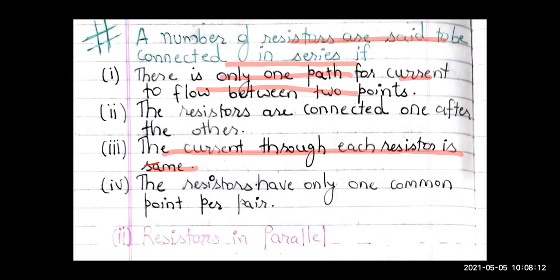Okay, current is the same, but what is different then? The different thing is the potential difference. The potential difference will be different, right? And all the resistors are connected one after another, or you can write the words end to end. All resistors have only one common point per pair. Between any two resistors, there is one common point, right? This we know.